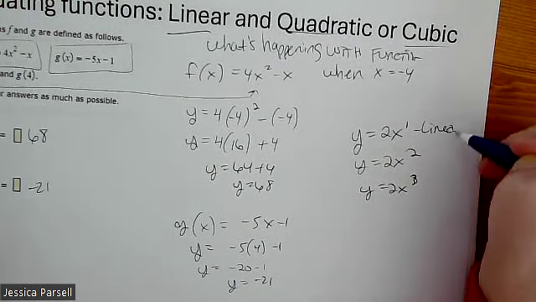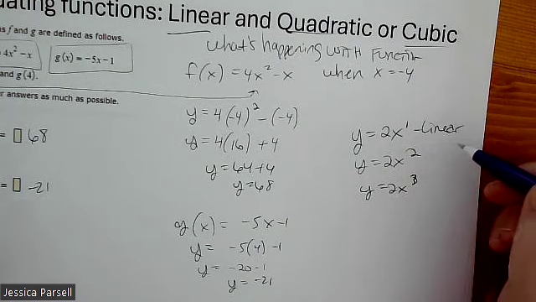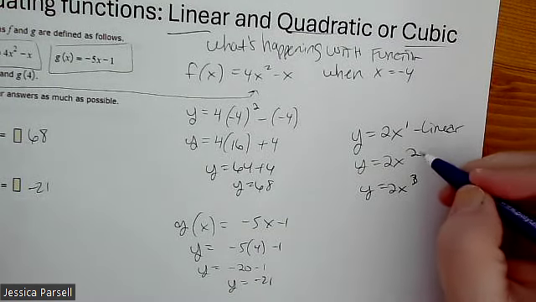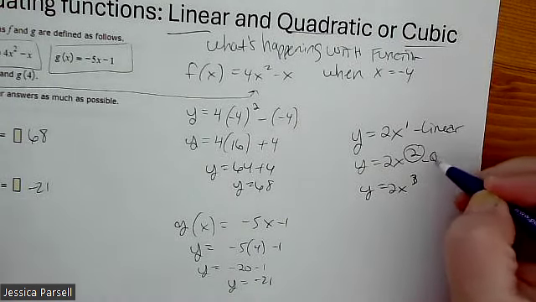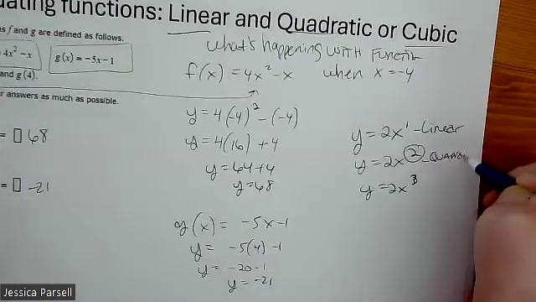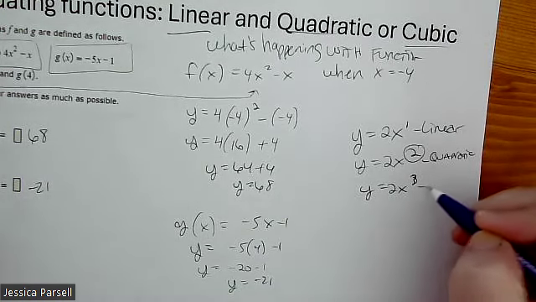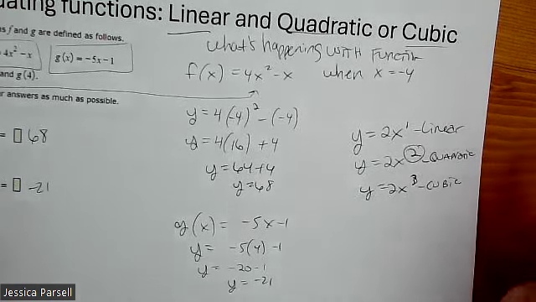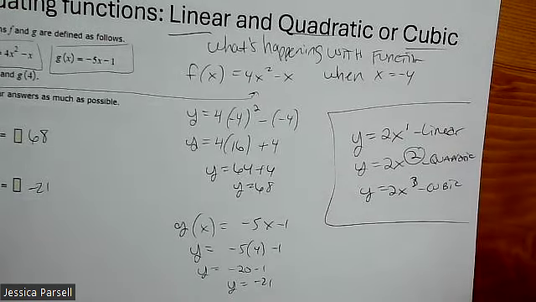This is a linear equation. It'll make a line if you graph this. In fact, we've been graphing lots of these. If there's a 2, it means it's quadratic. And if there's a 3, it means it's cubic. So just a handy little notation thing that might help you as we progress further into this unit.